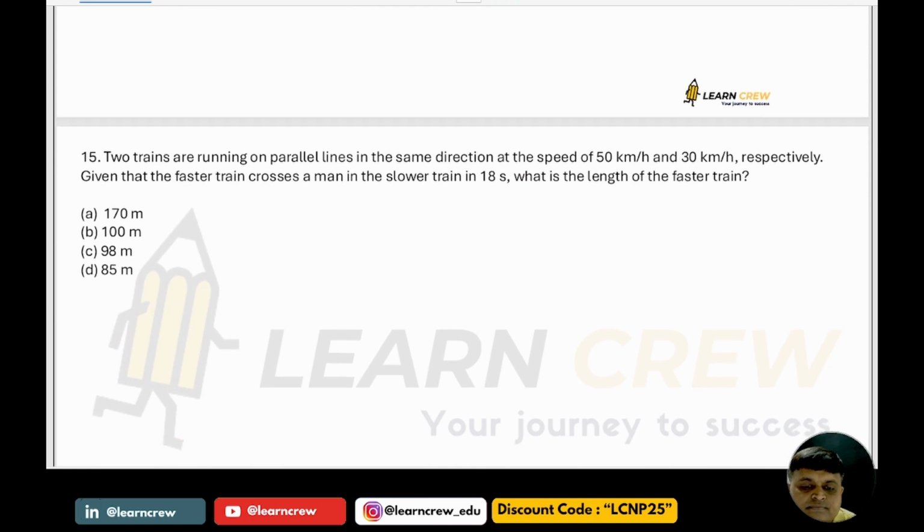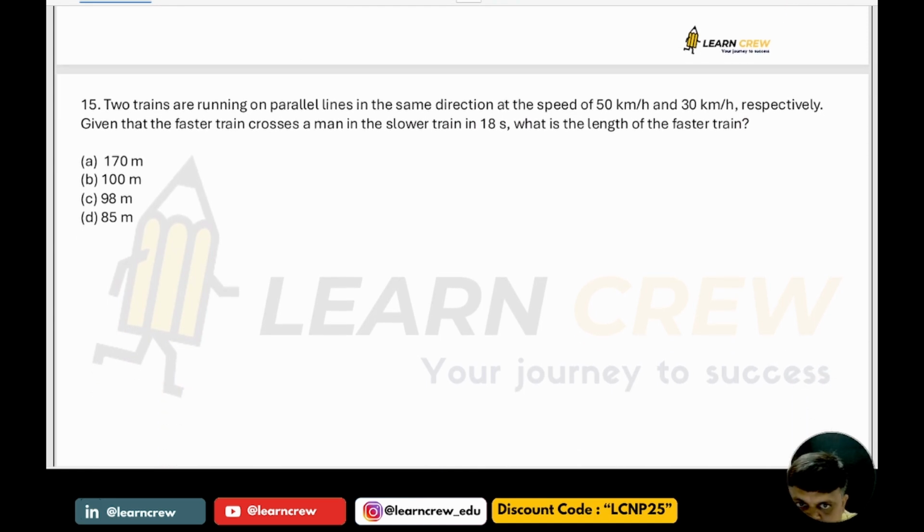Now question number 15. Two trains are running on parallel lines in the same direction at the speeds of 50 and 30 respectively. The faster train crosses a man in the slower train in 18 seconds. When a faster train crosses a man in the slower train, the distance covered is equal to the length of the faster train. So to find the length of the faster train, you need distance. Distance means speed into time. Speed is relative speed. Both are traveling in the same direction, so it is 50 minus 30.